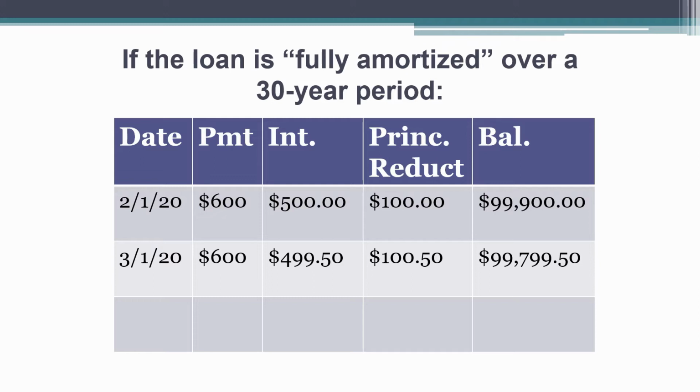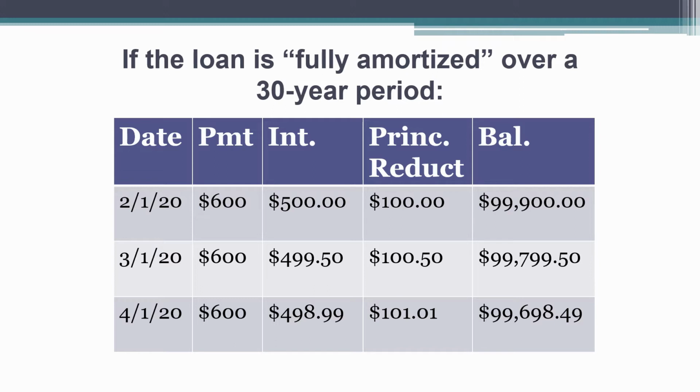So we'll apply that to reduce the principal balance, and after we make the March 1 payment, the balance on the loan will be $99,799.50. On the 1st of April, we do the same thing. We pay the same amount of monthly payment, $600. The interest, however, is a little less because we're computing it on a little smaller principal balance, on the balance that was left after we made the March 1 payment. So our interest is only $498.99.